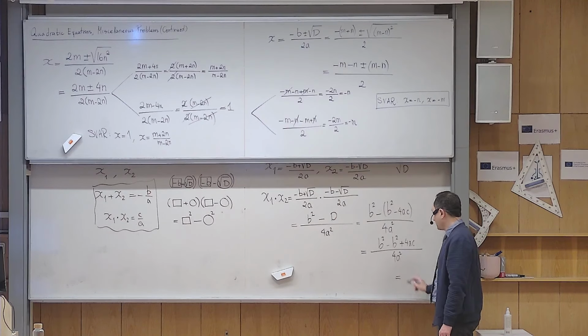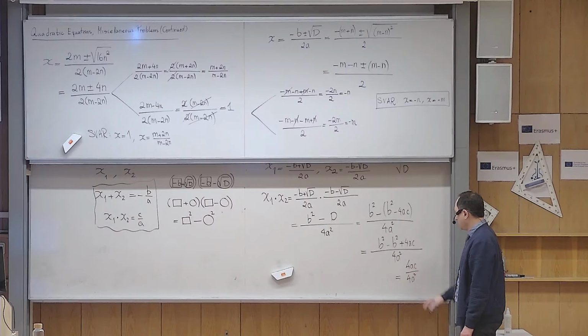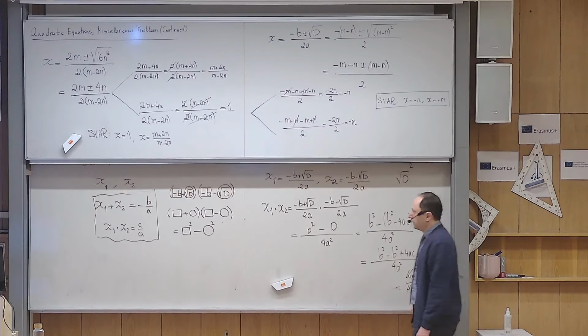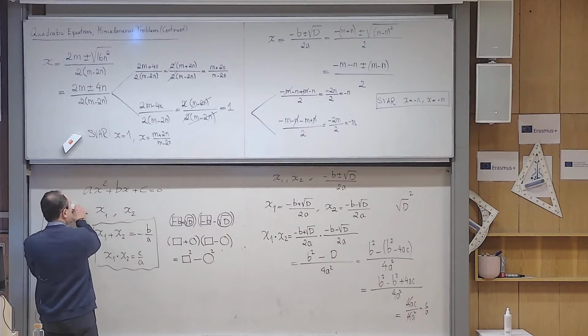So what happens? This b squared and that b squared are gone. 4ac over 4a squared. The good news is that everything is a multiplication, a factor, and the common factors can be simplified. So this is gone, one a is gone. So what is left? c over a.